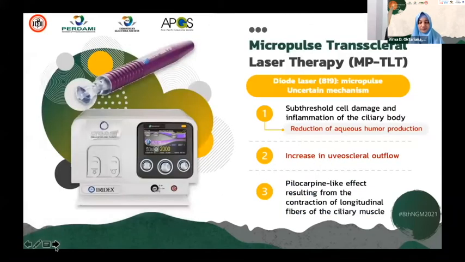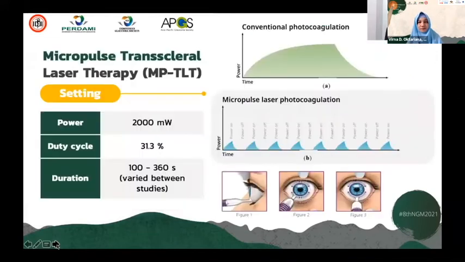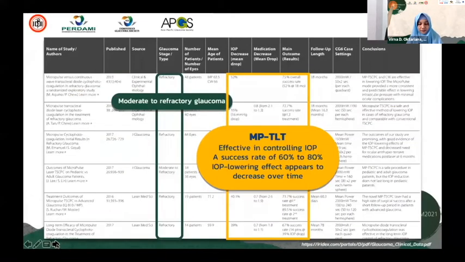Micropulse is something that we are using nowadays. It can reduce IOP by reducing aqueous production and enhancing uveoscleral outflow. The action of the micropulse is different from the conventional CP, as we mentioned earlier.